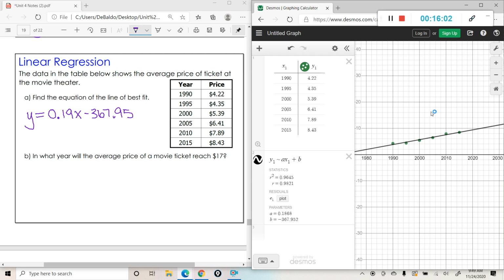Okay, now let's go ahead and estimate. In what year will the average price of a movie ticket reach $17? This time, we're actually looking for x. In the last problem, we were looking for y. This time, we're looking for what year. So I'm going to substitute $17 in for y this time. So you have to be very careful about which variable we're talking about. So let's go ahead and we're solving for x this time.